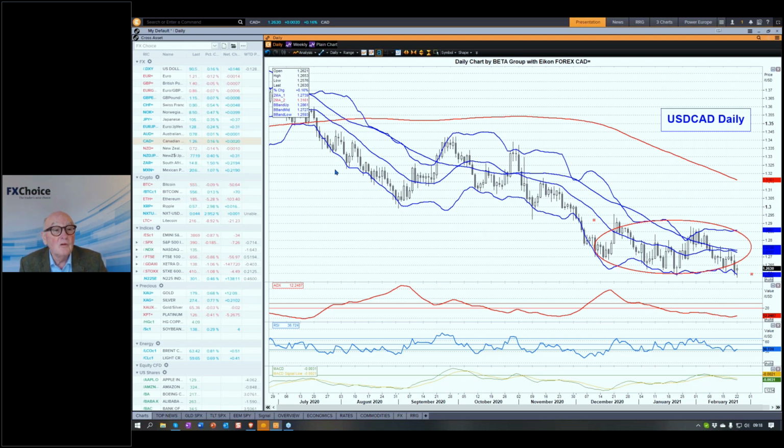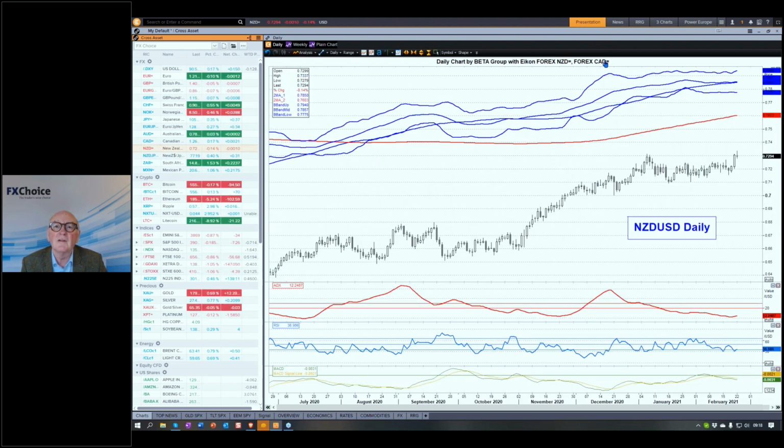Next one is the New Zealand dollar, also a beneficiary. It's a slightly different pattern here.